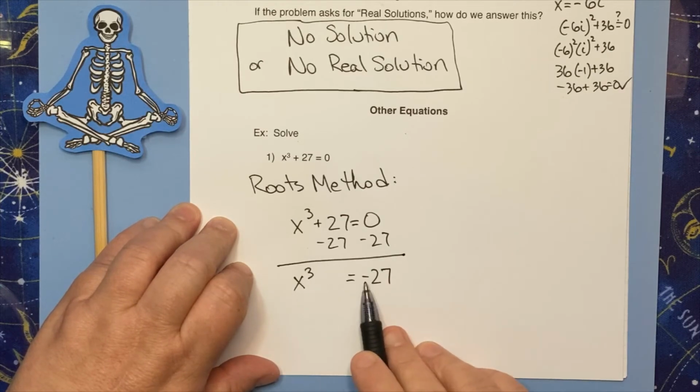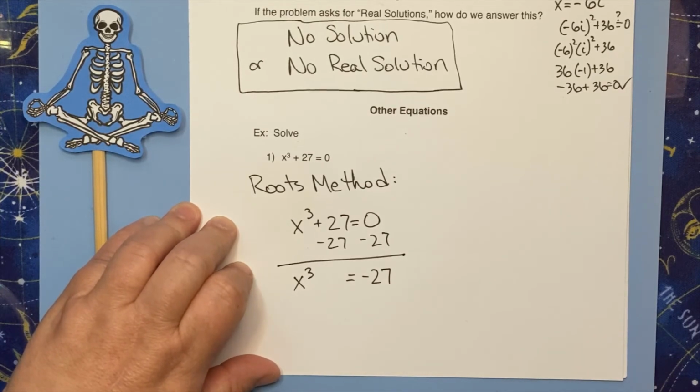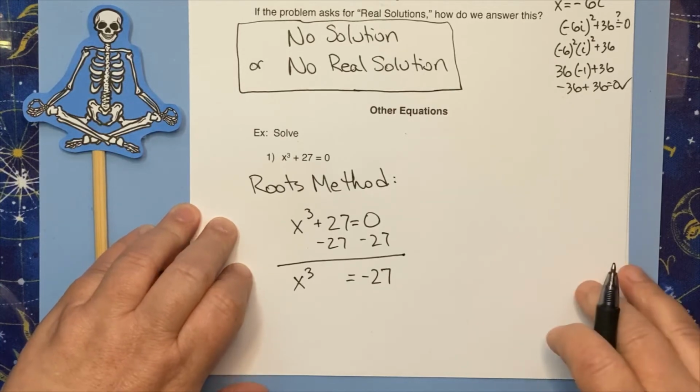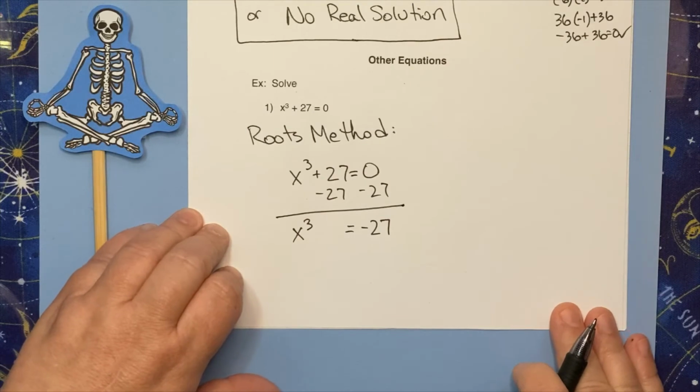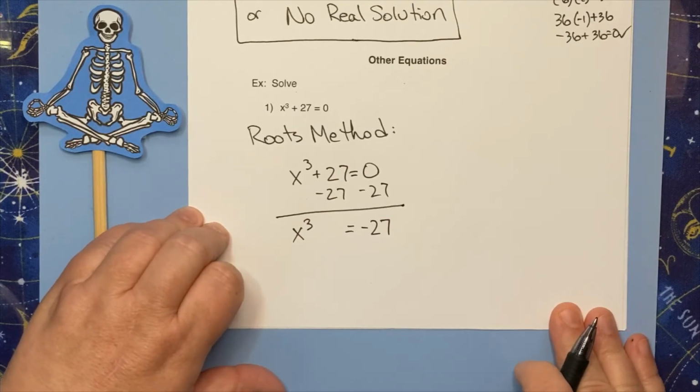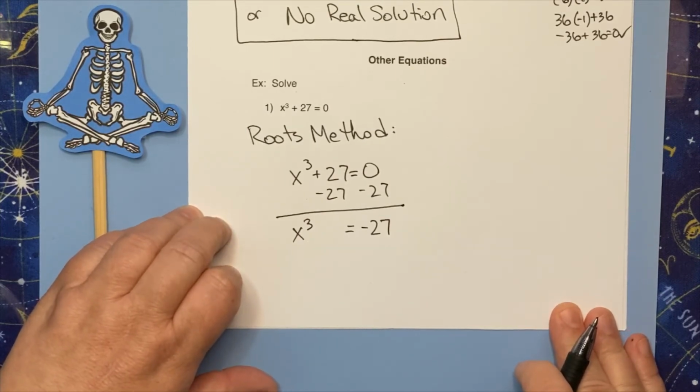X cubed equals negative 27. What does it mean when you bore yourself? Ugh, seriously, we've got to step this up. Okay, it's so exciting. X cubed equals negative 27.